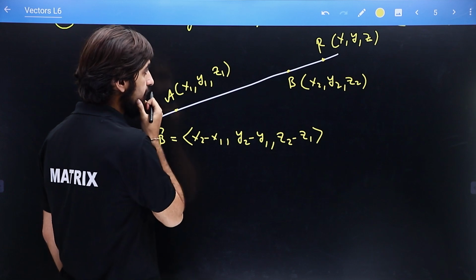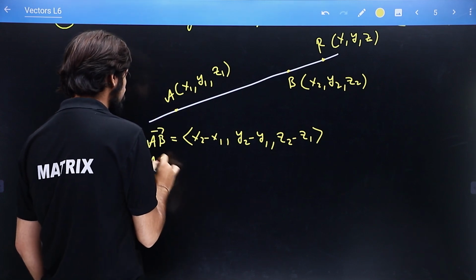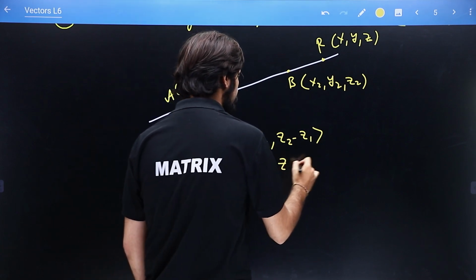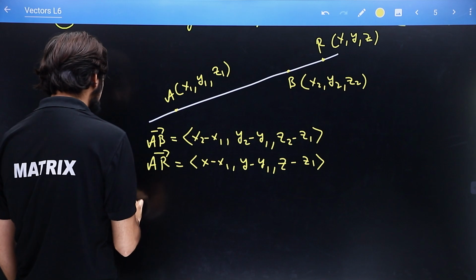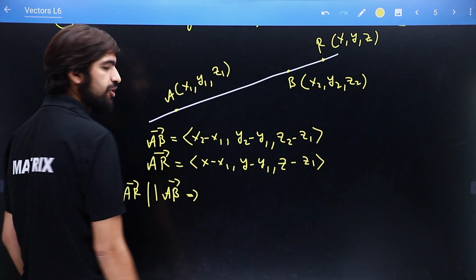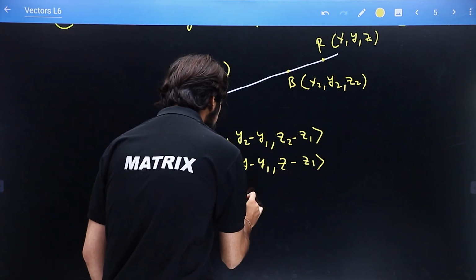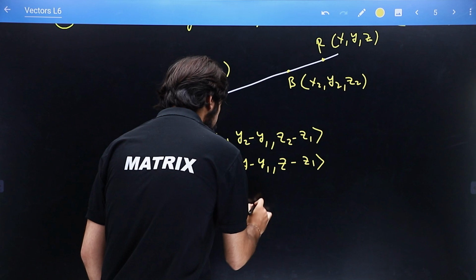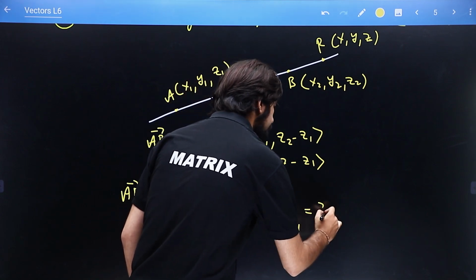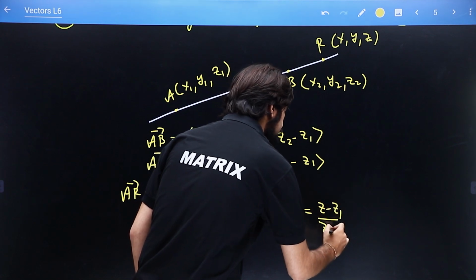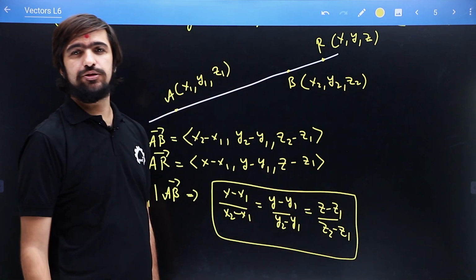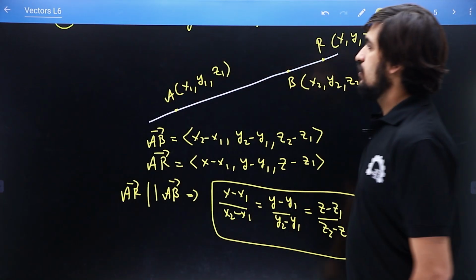Now, the AB vector and the AR vector that we have found out previously. This will be x minus x1, comma y minus y1, comma z minus z1. Again, what can you write? That AR vector is parallel to the AB vector. If this is true, then the ratio should be constant. So the ratio will be x minus x1 upon x2 minus x1, y minus y1 upon y2 minus y1, z minus z1 upon z2 minus z1. So this will be the equation of a line when the line is passing through 2 points. Okay, so this will be the symmetric form of the line.